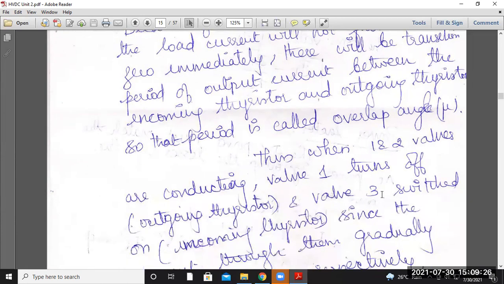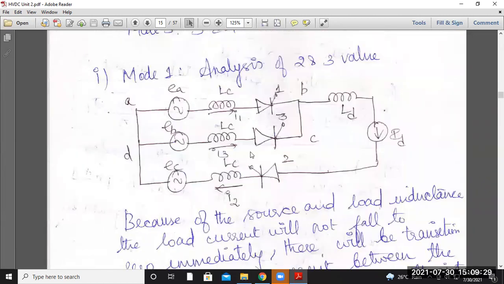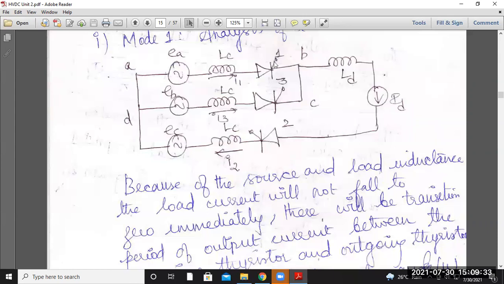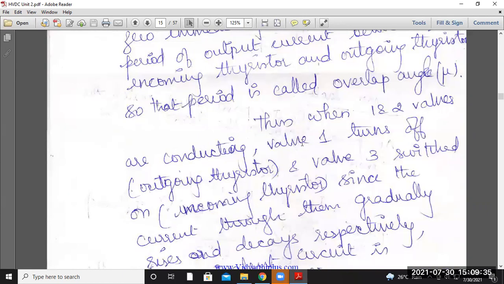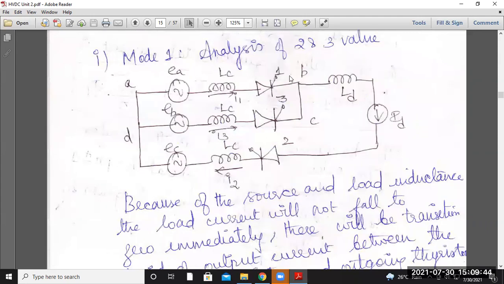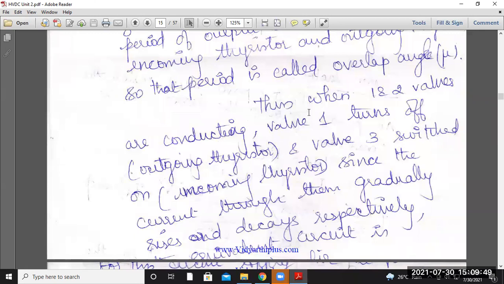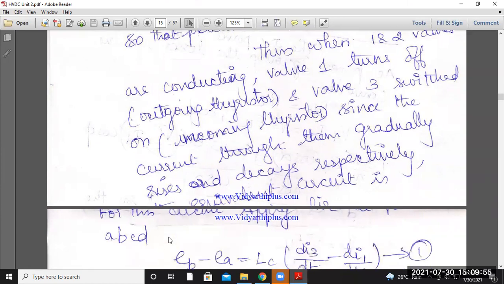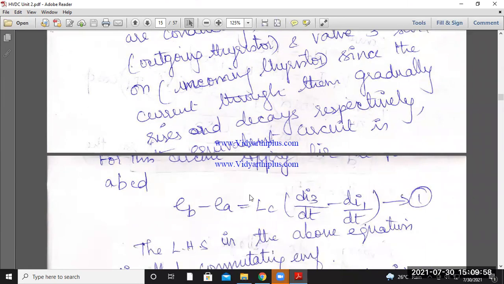Now you can say thus when valves 1 and 2 are conducting. Here valves 1, 3 and 2 are considered. So for the first case we have considered when valve 1 and valve 2 are conducting. Thus when valves 1 and 2 are conducting, valve 1 turns off, that is the outgoing thyristor, and valve 3 is switched on. Out of these two, 1 and 3, valve 1 is off and valve 3 is on. In that case, when valve 1 turns off and valve 3 is switched on, since the current through them gradually rises and decays respectively, the current through this is given by this equation.